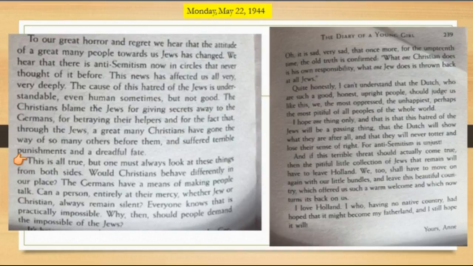This is all true, but one must always look at these things from both sides. Will Christians behave differently in our place? The Germans have a means of making people talk. Can a person entirely at their mercy, whether Jew or Christian, always remain silent?